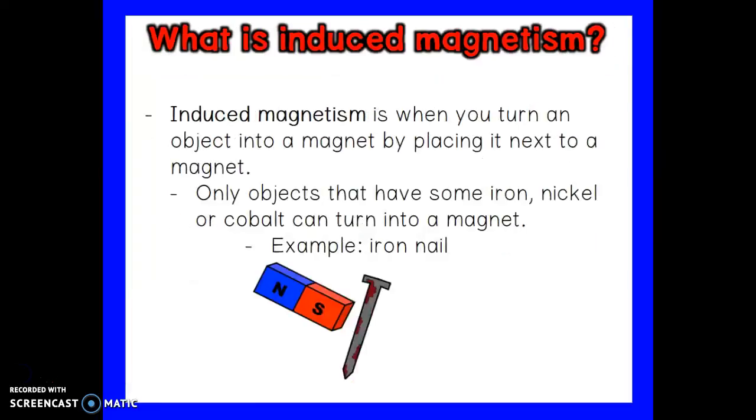You can create your own magnets using induced magnetism. Induced magnetism is when you turn an object into a magnet by placing it next to an actual magnet. It's important to understand that this can only work with objects that contain some nickel, iron, or cobalt. An example would be taking an iron nail and placing it next to a magnet.